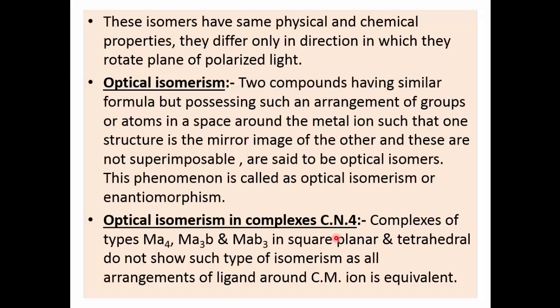Let us see optical isomerism in complexes of coordination number 4. That means to the metal ion 4 ligands are attached. In complexes of types Ma4, Ma3b and Mab3, in square planar and tetrahedral complexes, such type of isomerism is not shown. Why? Because all arrangements of ligands around the central metal ion are equivalent. So this is very important. Types Ma4, Ma3b, Mab3 in square planar and tetrahedral complexes do not show optical isomerism.